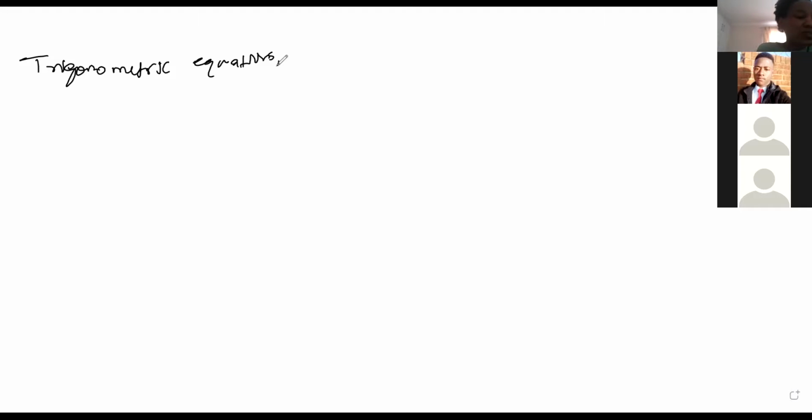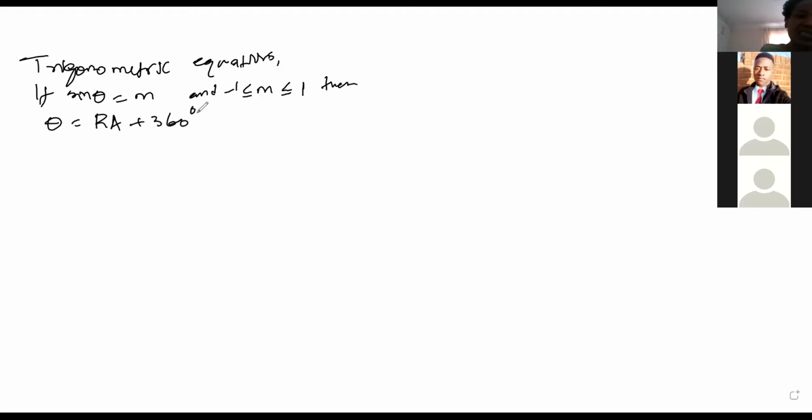When they ask you to get a general solution, you just factorize, solve for X or solve for theta, then you apply this rule. So here, if sine theta is equal to M, and M is less than or equal to 1 and greater than or equal to minus 1, then theta will be reference angle plus 360 degrees K, or theta will be 180 minus reference angle plus 360 degrees K. And this K is an element of integers.